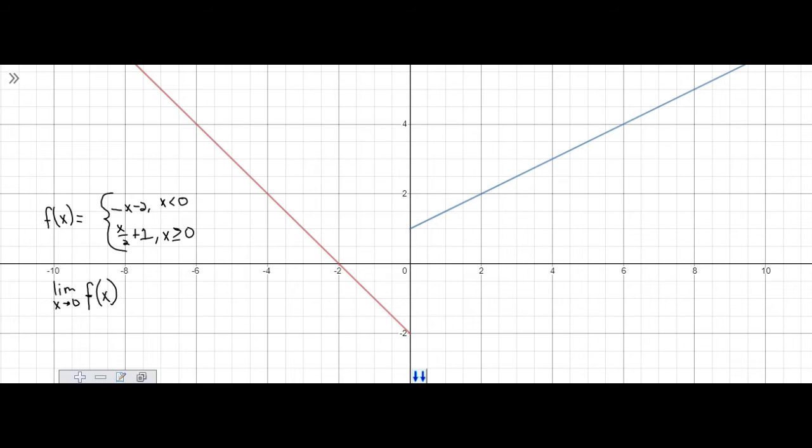So here we have another piecewise function. f of x equals negative x minus 2 for x less than 0, and x over 2 plus 1 for x greater than or equal to 0. And we're going to find the limit of f of x as x approaches 0.